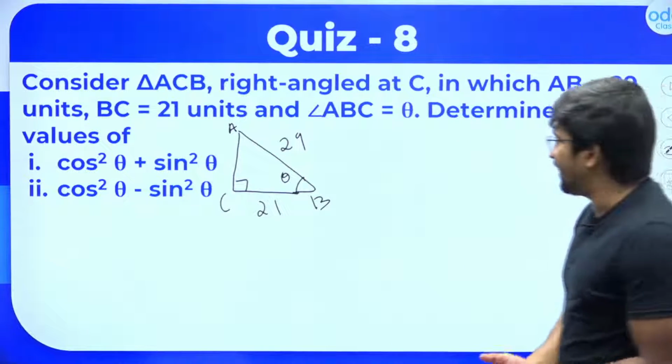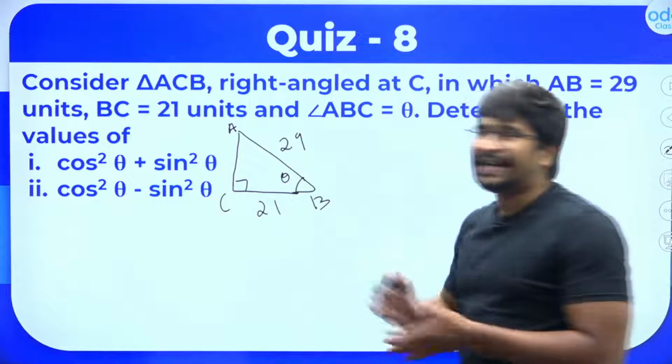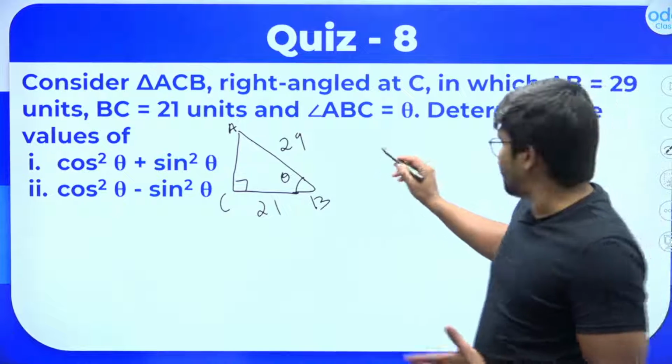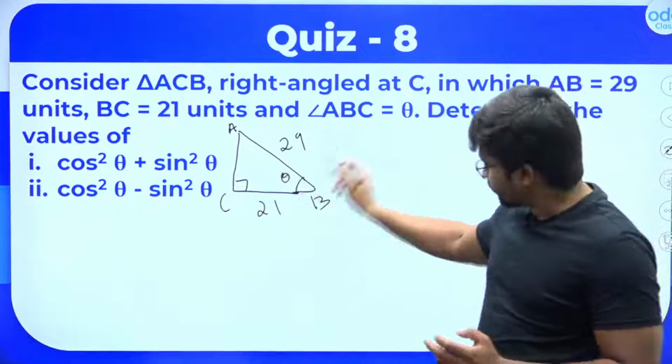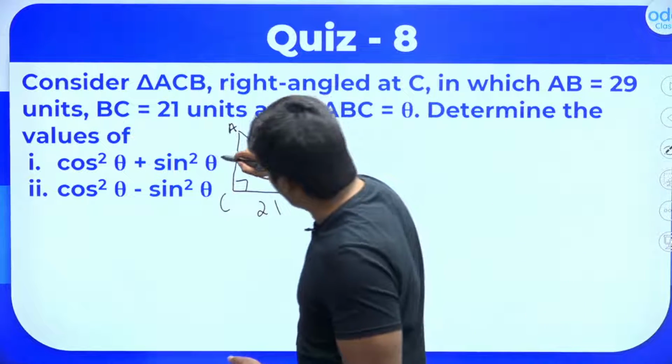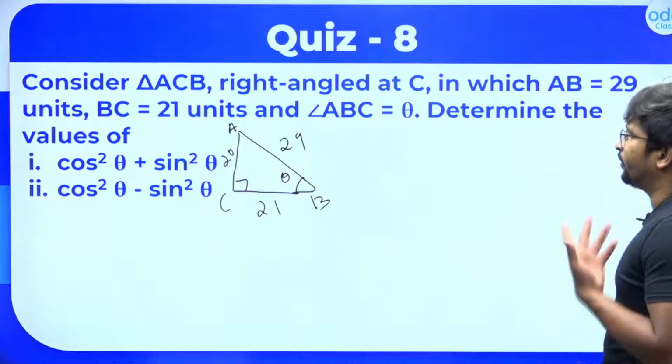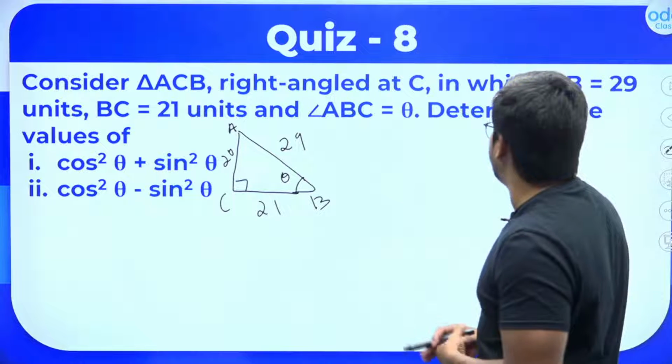Using Pythagoras theorem, AC should be root of 29 square minus 21 square, right? Which is root of 841 minus 441. So this is root of 400, so this should be 20. AC length is 20 units. Correct? I just applied the Pythagoras theorem, nothing more.